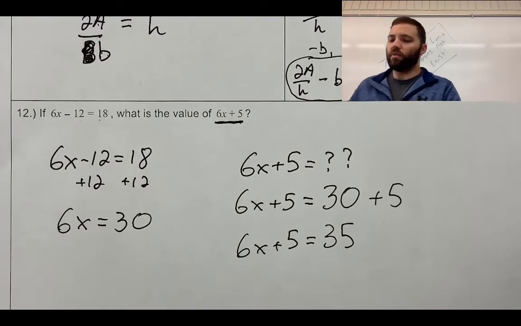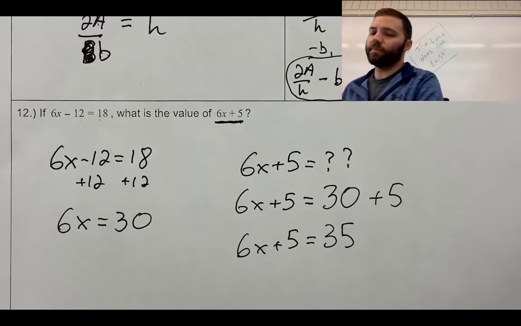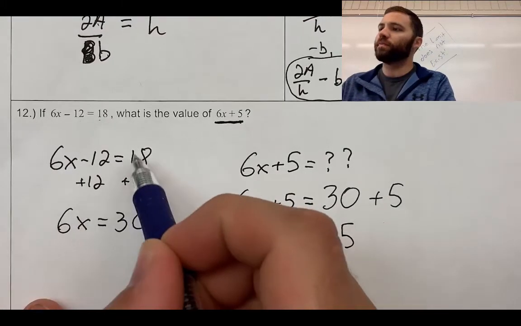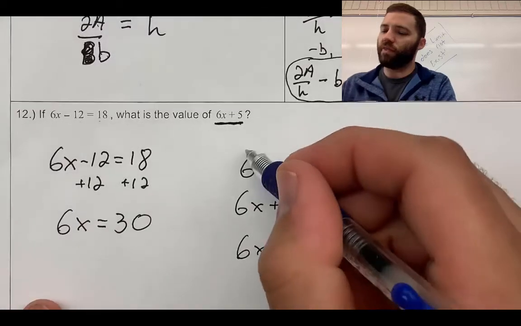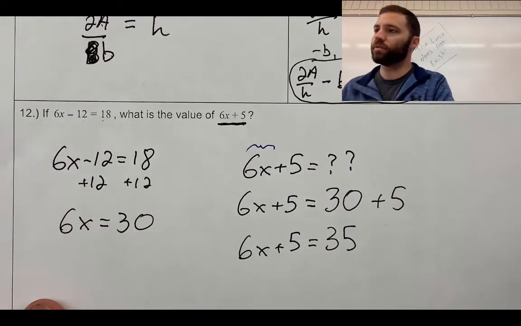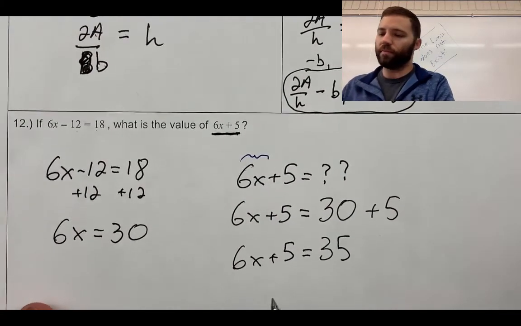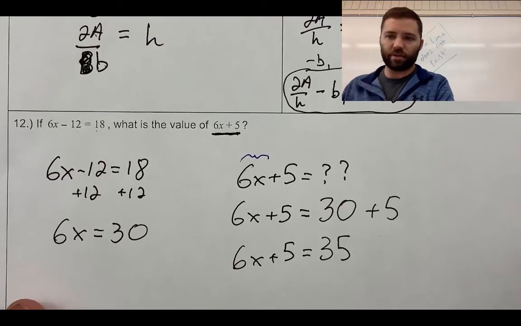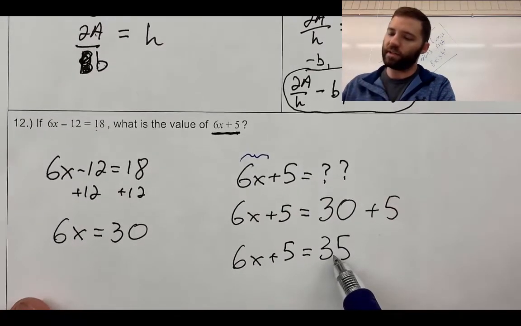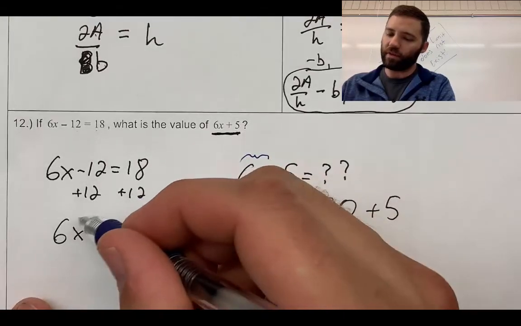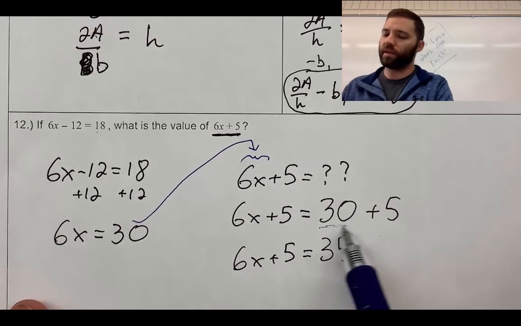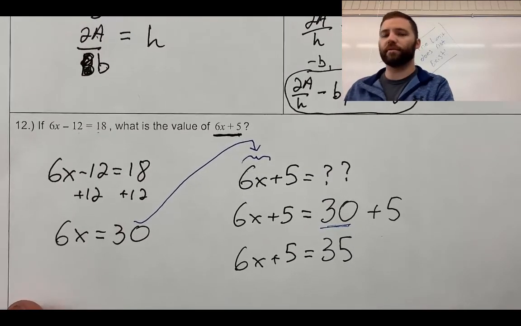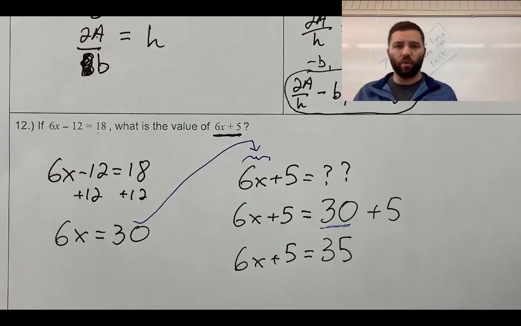But again, what we did is we said, all right, this equation has meaning, and I can leverage that meaning to figure out what this piece of the equation is equal to. So I sort of had a puzzle to begin with, and I took a piece and substituted it in over here. I basically said 6x is 30, let's plug it in over there and see what happens. When we do that, we get 30 plus 5, which is 35. All right, that's it for section 1.1.